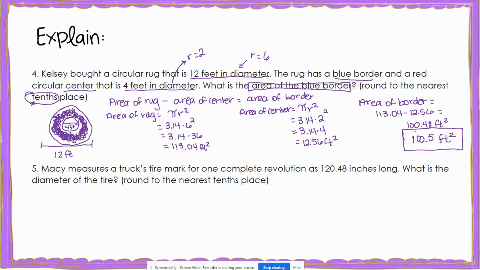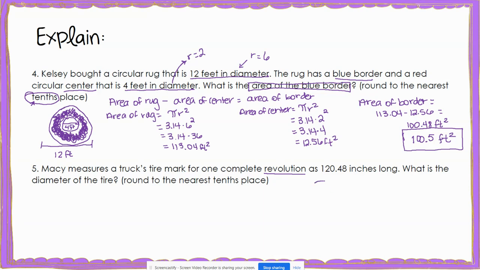Number 5 says Macy measures a truck's tire mark for one complete revolution as 128.48 inches long. What is the diameter of the tire? Well, let's think about what this means. When I say revolution, that means one full spin around.